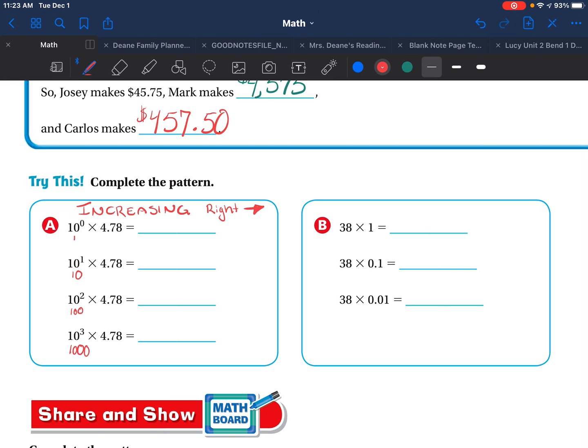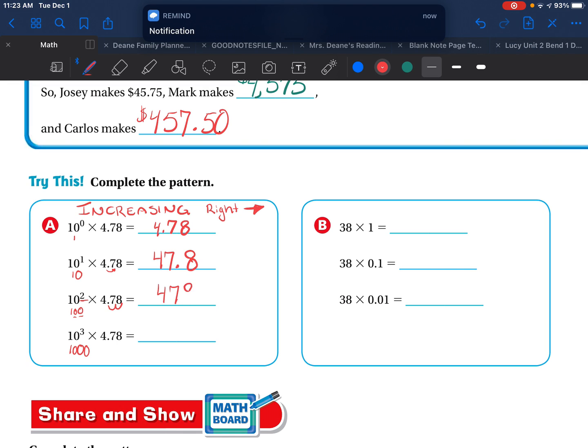So if I multiply by 1, we know nothing changes, so that goes here. If I have a 10, I'm going to move 1 place to the right, and that would become 47.8. 100, which is 2 places, it's going to go 1, 2, 478. And 1,000, which is 3 places, 1, 2, 3. So this time we have to add a 0.